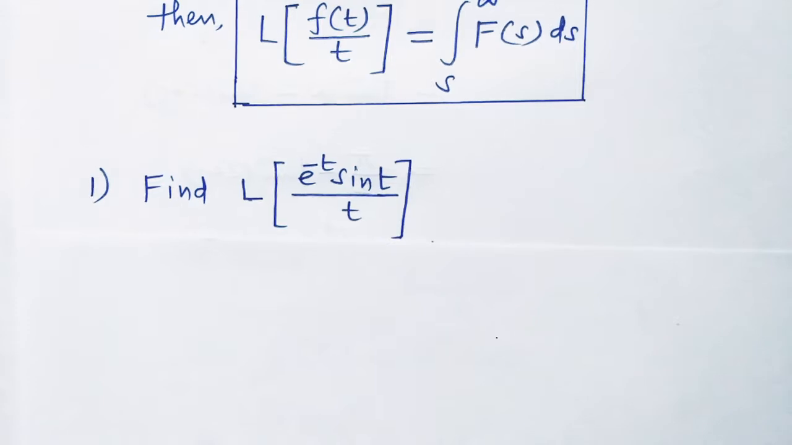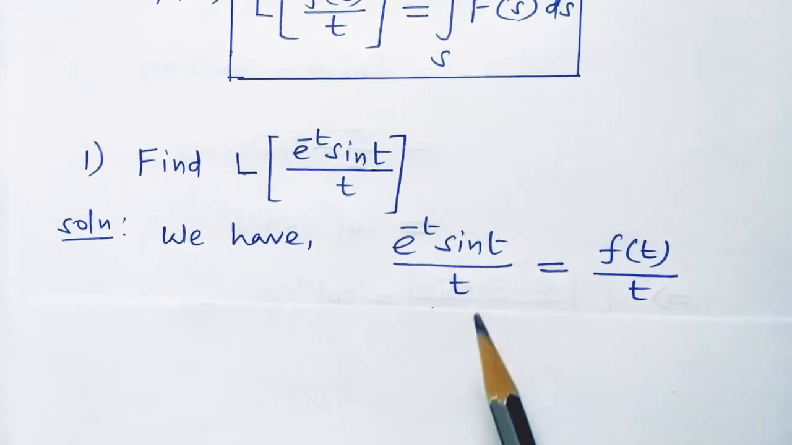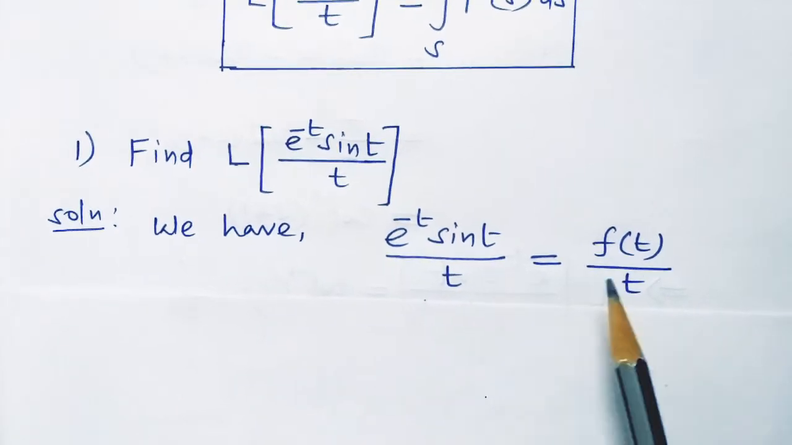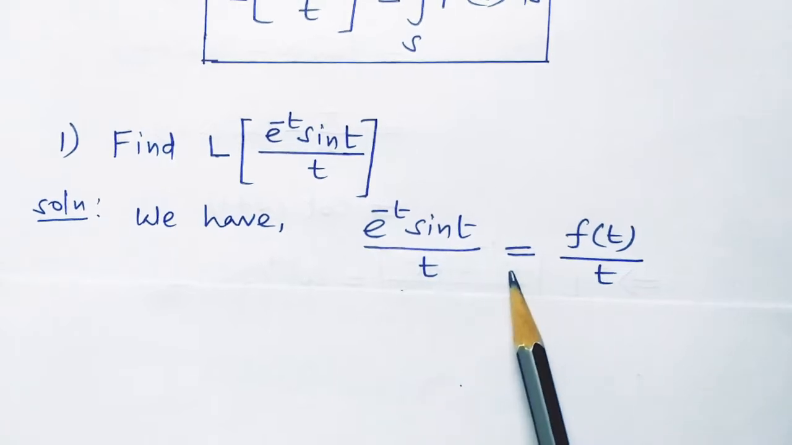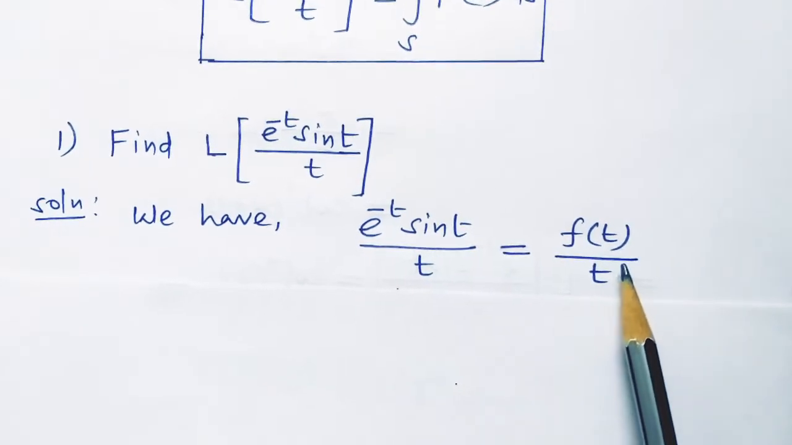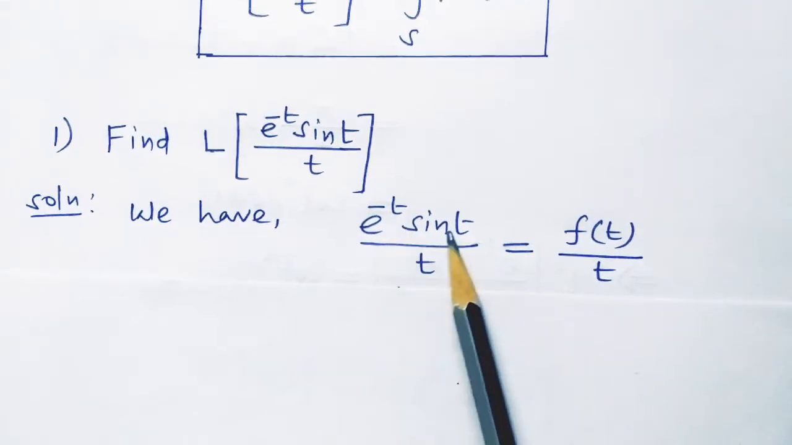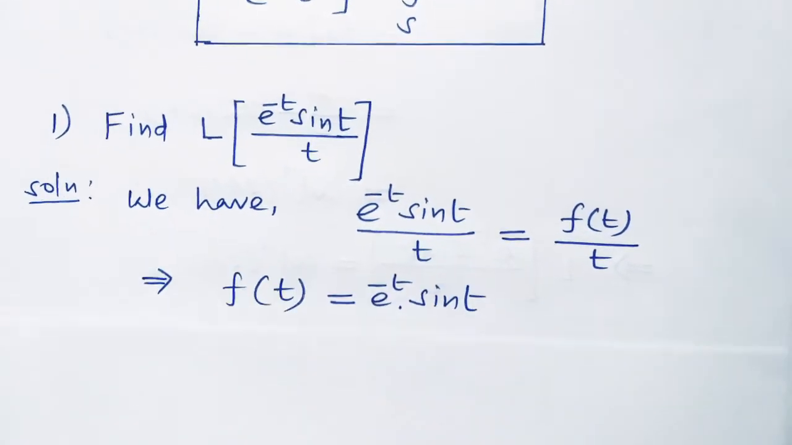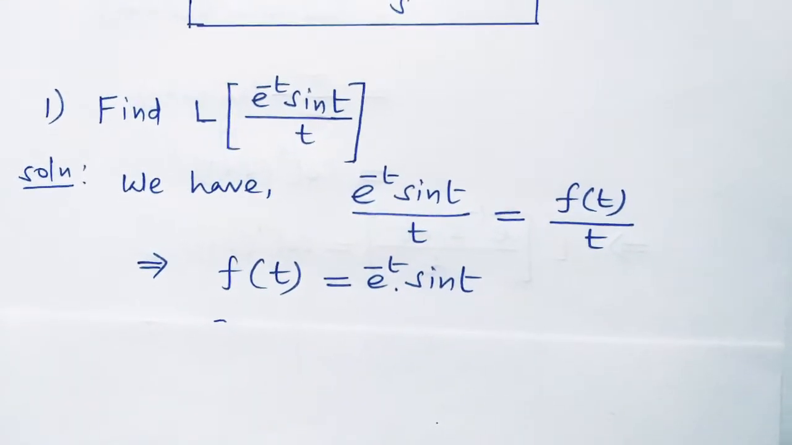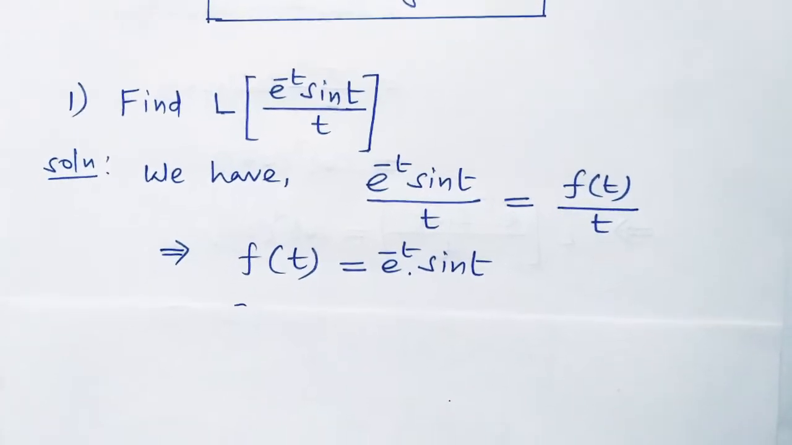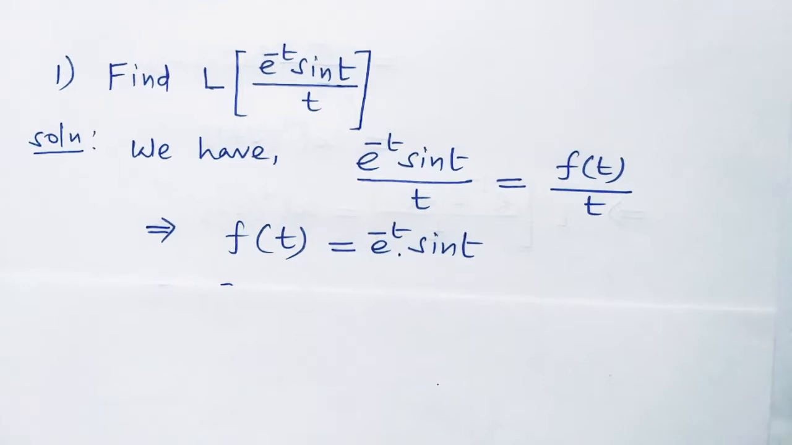So if I compare with the standardized form, e to the power of minus t sine of t divided by t must be equal to f of t divided by t. So very easily we can identify f of t as e to the power of minus t sine of t. And as we know, once we identify f of t, if it is in the standardized form, we may directly find the Laplace transform.